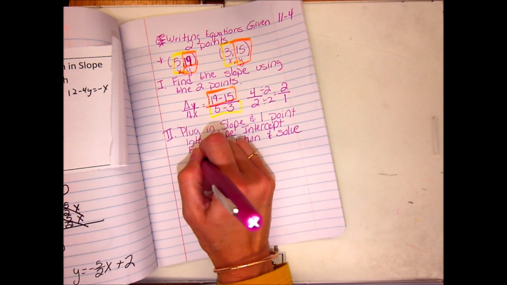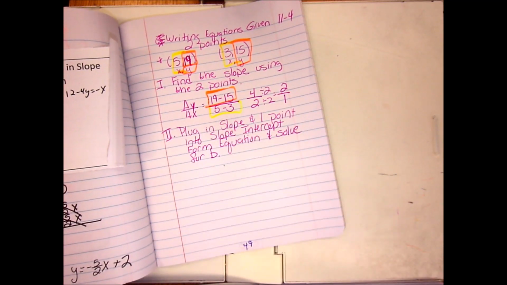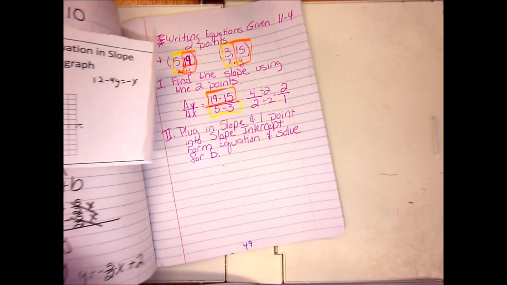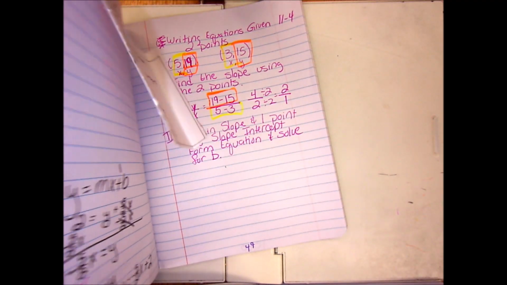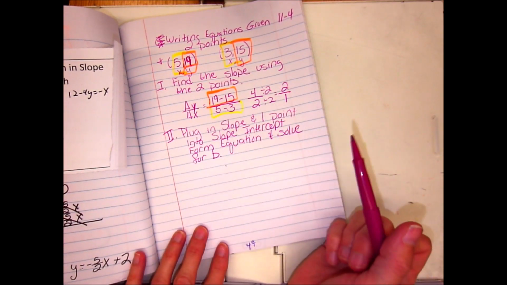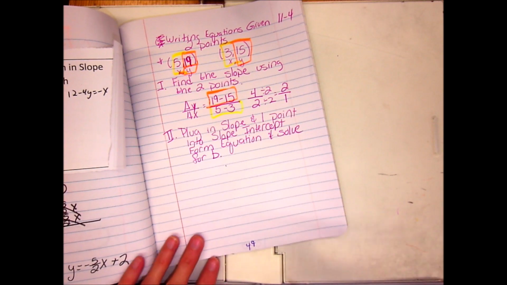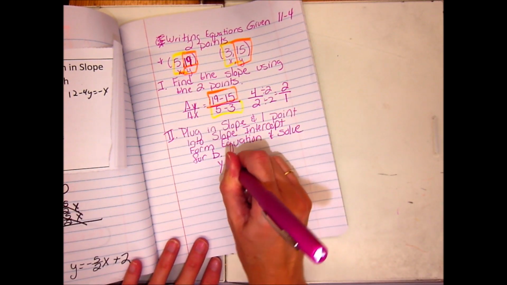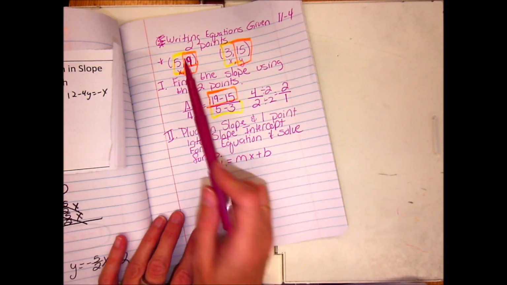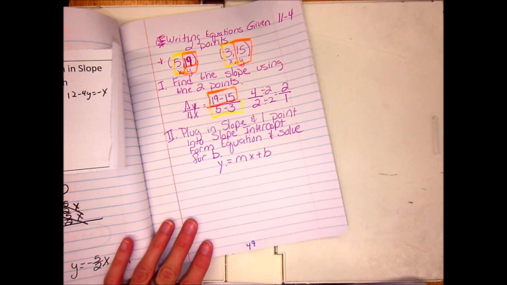And solve for b. Again, we've got 2 points and we have a slope. We only need 1 point and the slope. Our equation, remember, as always, y equals mx plus b. Preston voted for 5 and 19, so we will use 5 and 19.